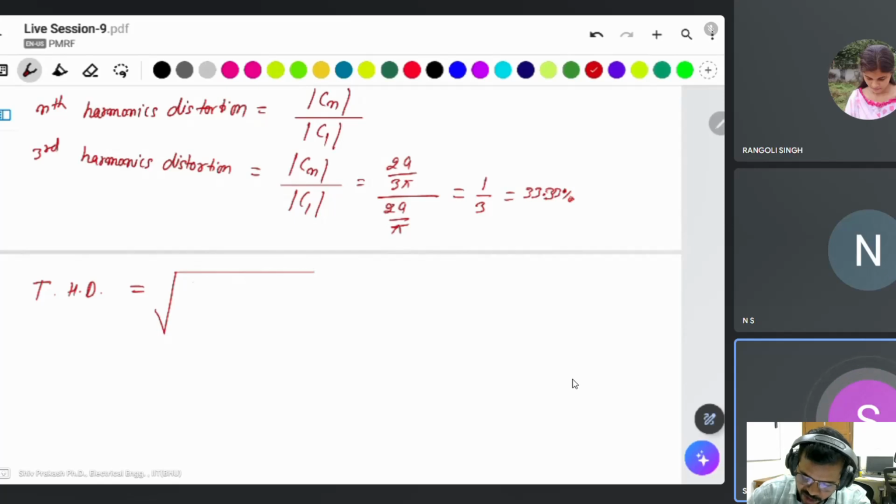For total harmonic distortion, it means the magnitude of total power minus the fundamental power, divided by the fundamental, into 100. Total power minus fundamental: if you subtract the fundamental from the total, then the remaining part is all the distortion, divided by the fundamental.